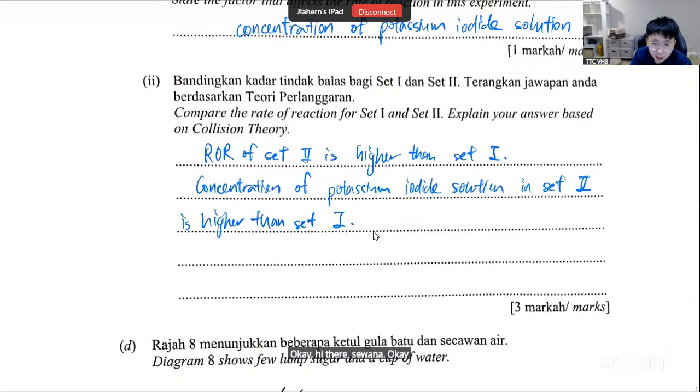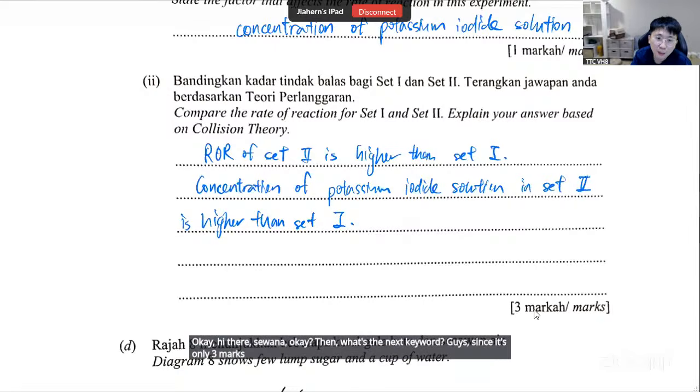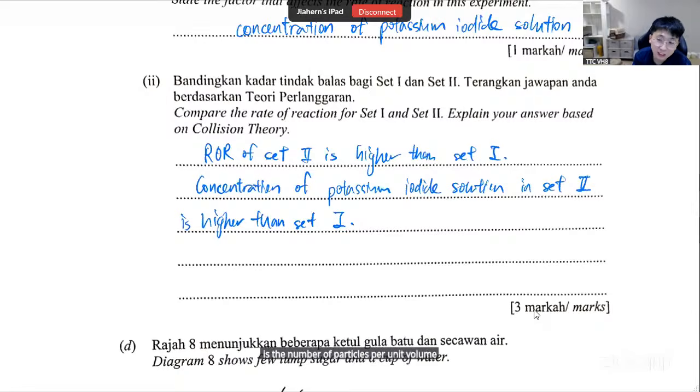Okay, then what's the next keyword, guys? Since it's only 3 marks, there are some parts that you can skip, but I don't want to skip. I write all the answer. I write in full marks, full essay. So what's the next keyword after concentration? It is the number of particles per unit volume is higher in set 2.